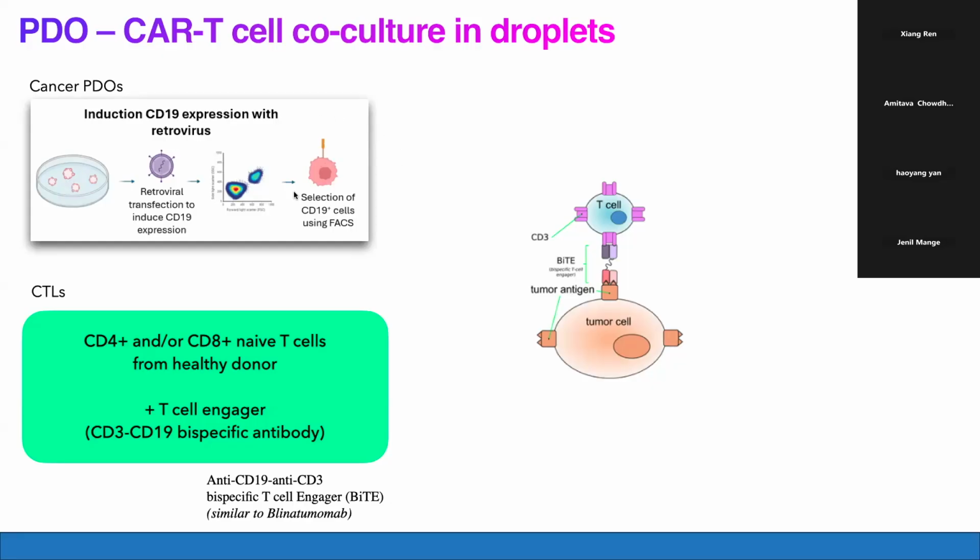Then we transfect these organoids to express CD19, which is a surface molecule on the cancer cells. Then we get CD4 or CD8 naive T cells from a healthy donor. The first experiment I will show you is that we can add a T cell engager, which is a molecule that binds to the tumor antigen and binds to the T cell, so that the T cell recognizes the tumor cell. This is just a molecule we put in solution with the naive T cells.